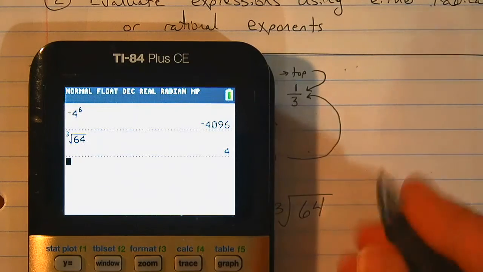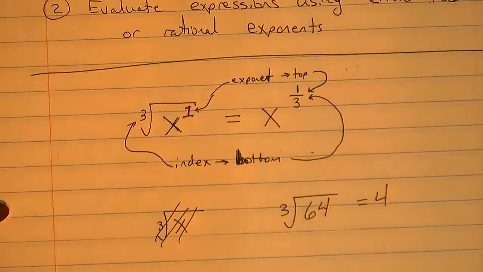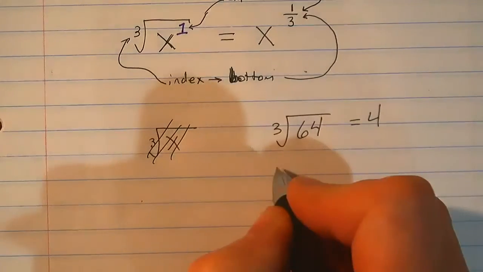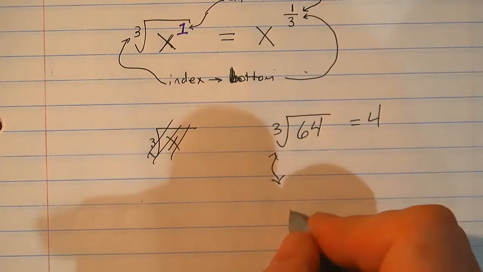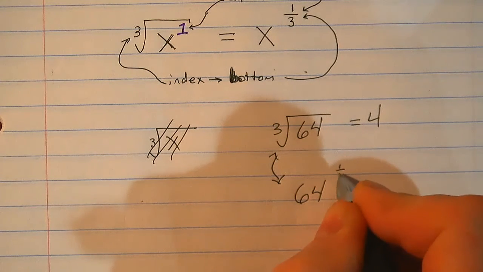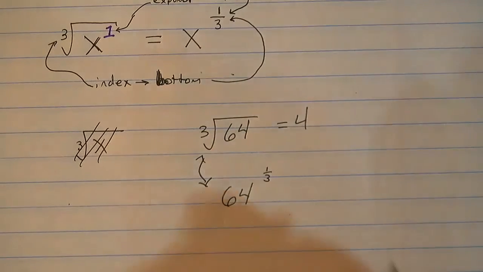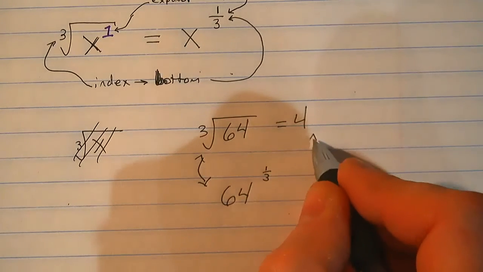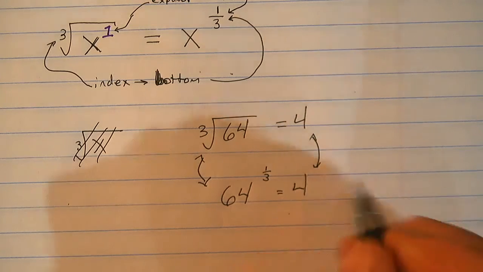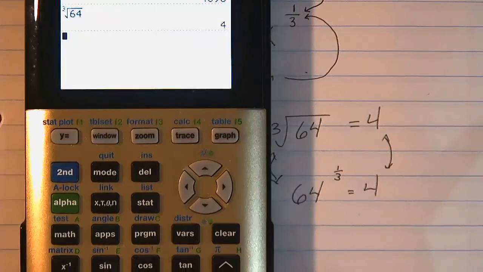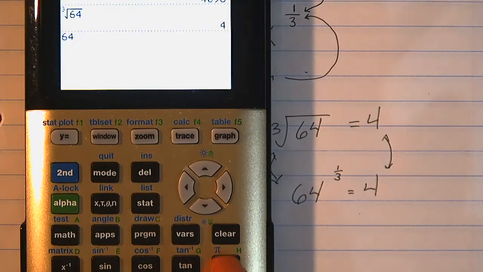So the answer is the number that when I raise it to the third power equals 64, and that number is 4. Now, what this is telling me is that I could also write this exact same idea as 64 raised to the 1/3 power. And if it's the same idea, it should be equal to the same thing. It should be equal to 4. Now let's try that on my calculator. So remember the way I type in exponents: I type in exponents using the caret. So I'm going to go 64 caret, and then I can type in the fraction.